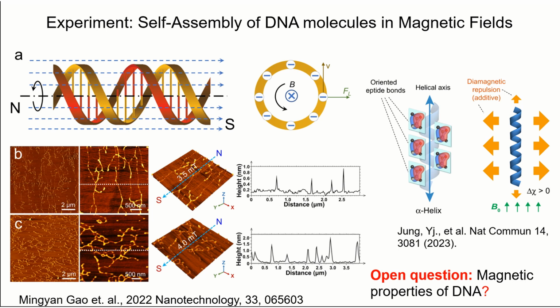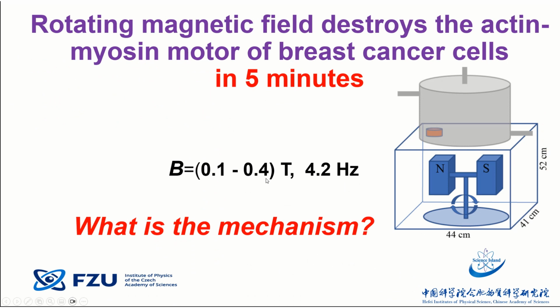The proposed mechanism is valid when DNA is oriented, at least partially, parallel to the field direction. The magnetic properties of DNA, however, remain an open question that requires further investigation. Recent in vitro experiments, however, have shed some light on this matter already. In the next two slides, we discuss in vitro and in vivo experiments with cancer cells.